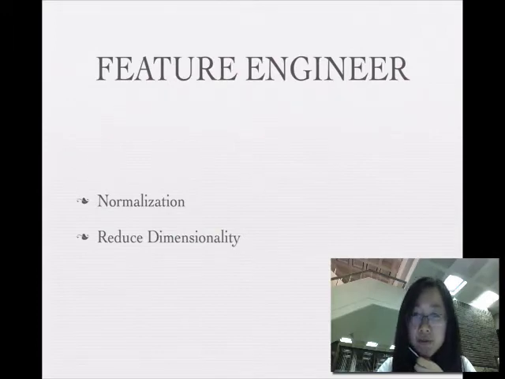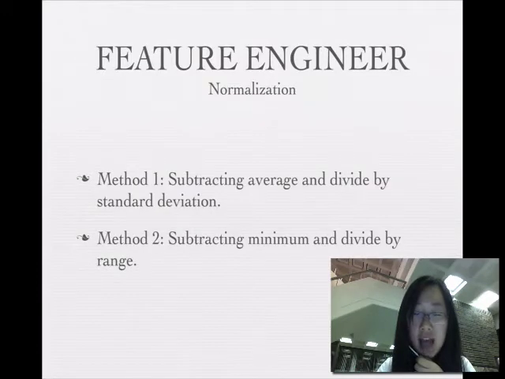Next, I do the feature engineering work. It includes two aspects. The first is normalization, and the second is dimensionality reduction. For normalization, I use two methods. The first method is subtracting the average and then dividing by the standard deviation. The second method is subtracting the minimum and dividing by the range.